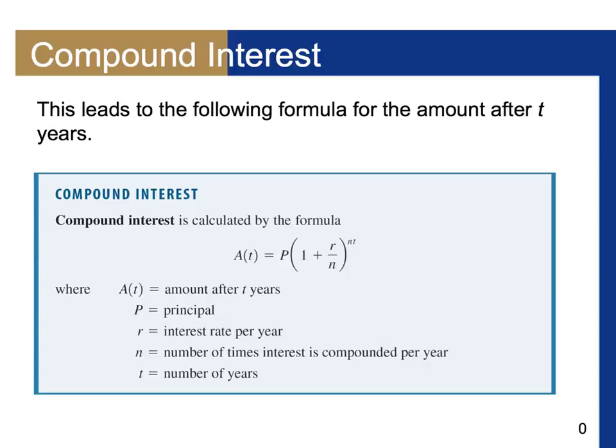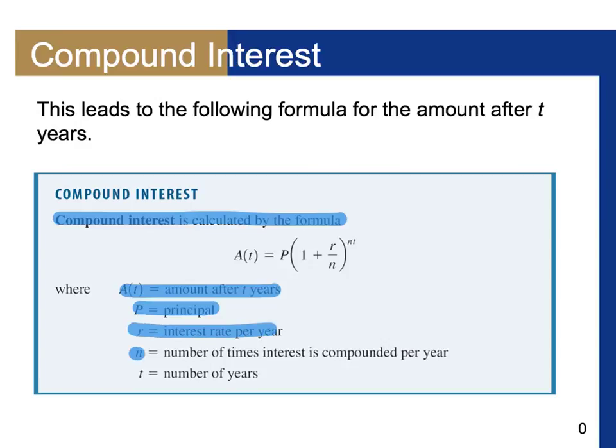Okay, so we can say compound interest is calculated by this formula, where A of t is the amount after t years, the amount in the account. P is your principal. That's what you start with. r is your annual interest rate, or interest rate per year. n is how many times interest is compounded per year. And t is the number of years. So this is our formula for doing it n times per year.